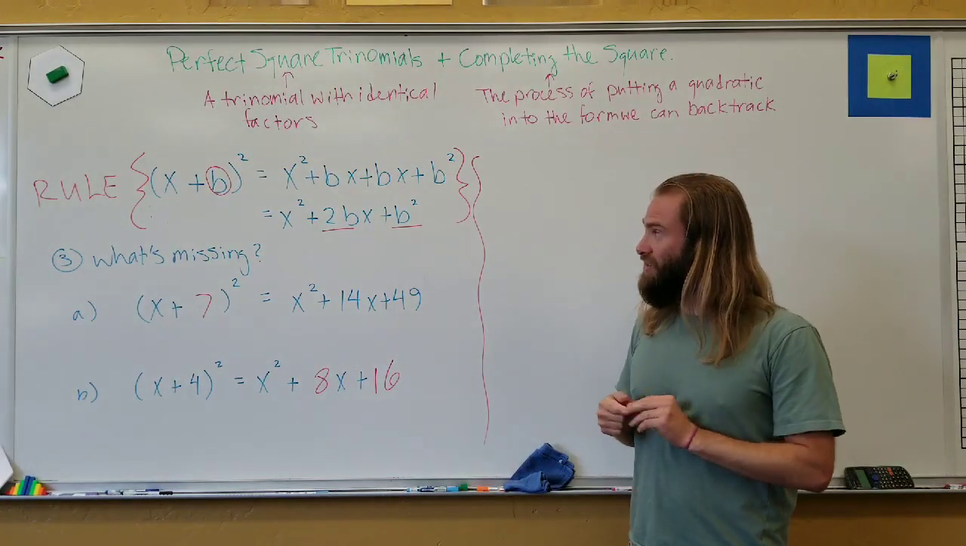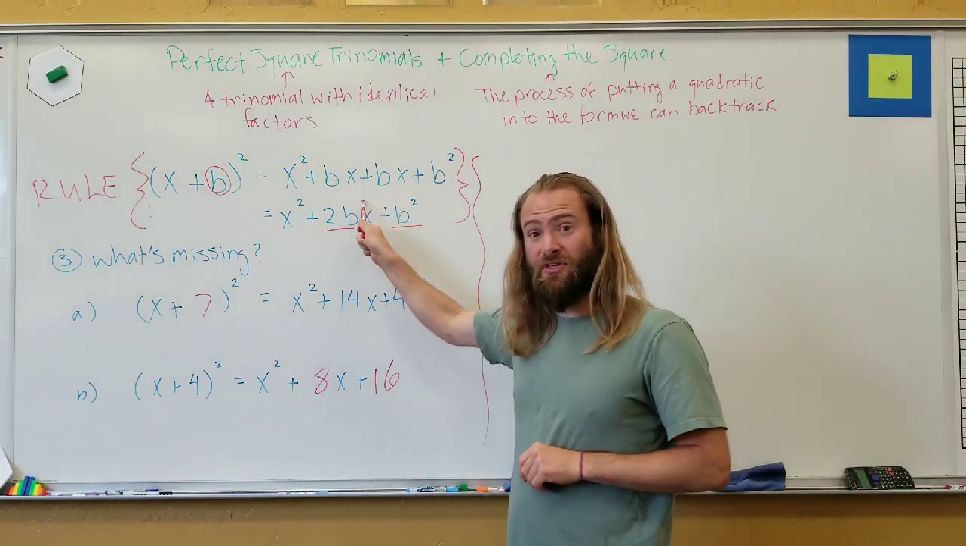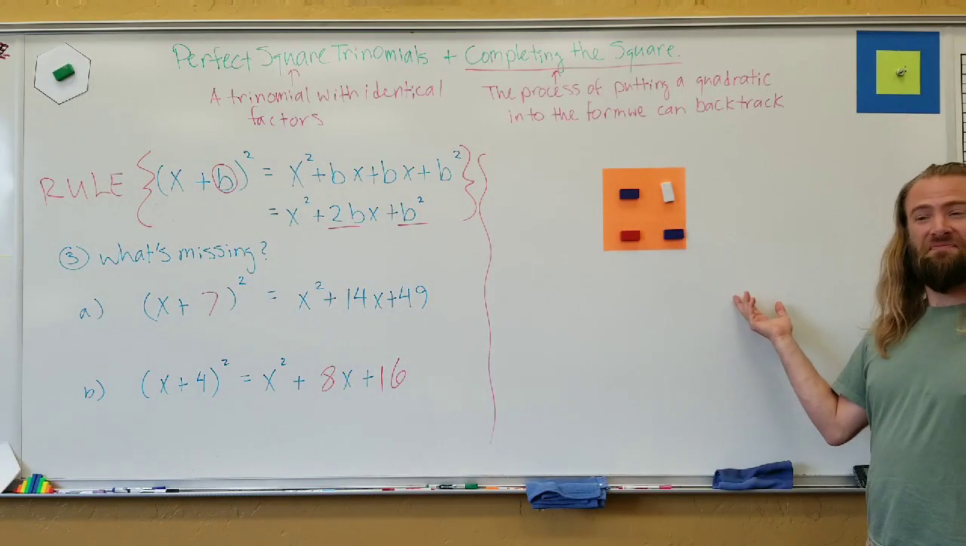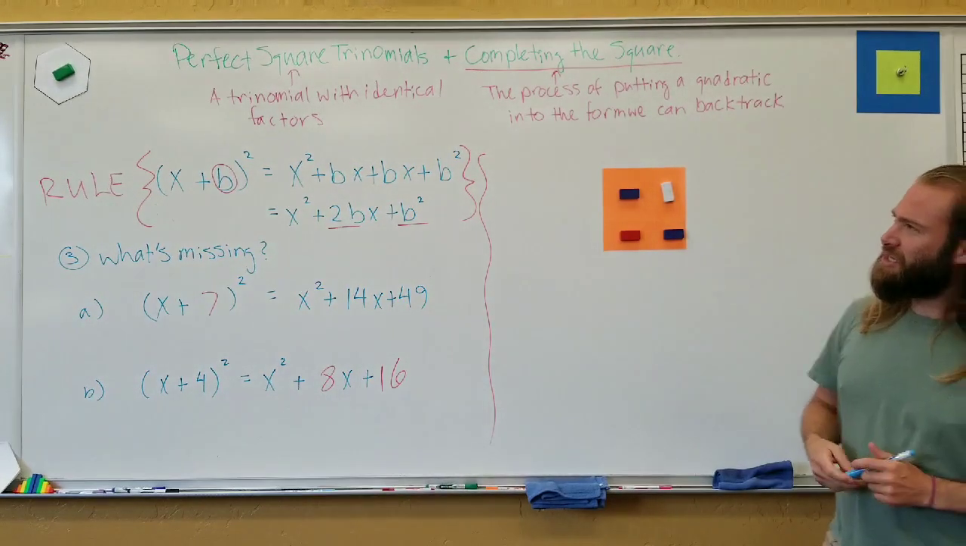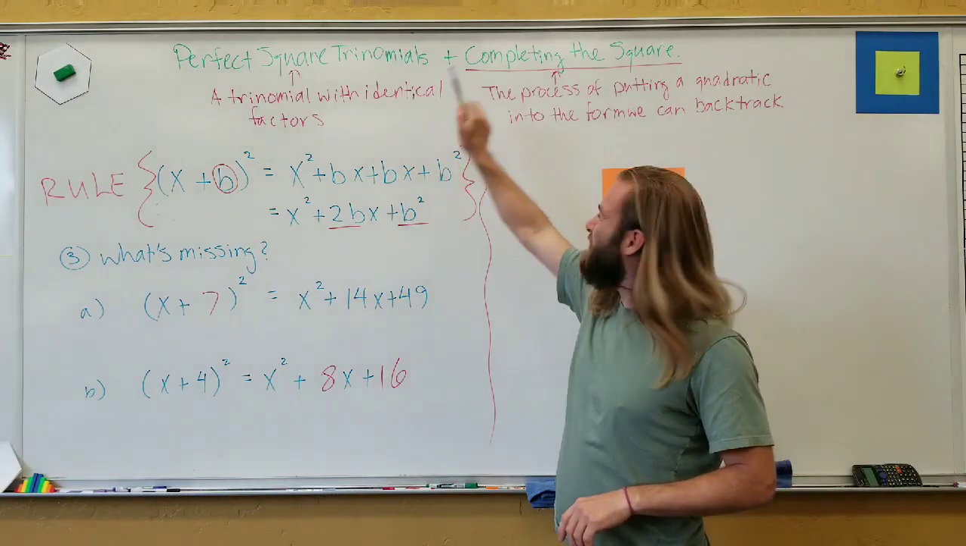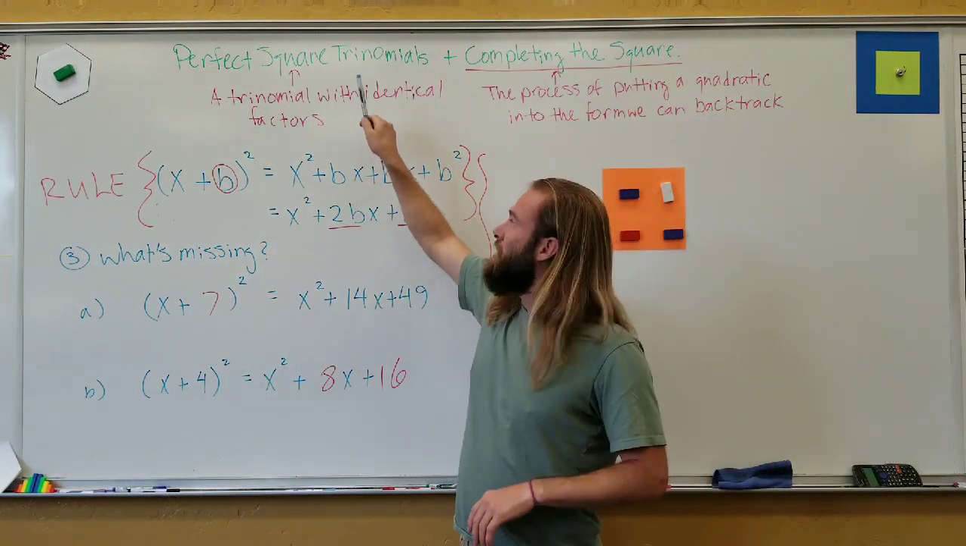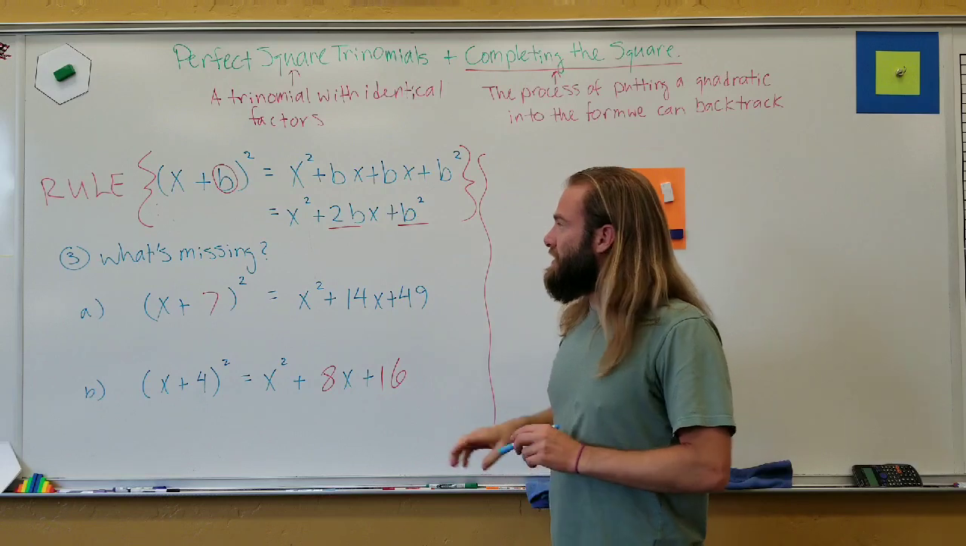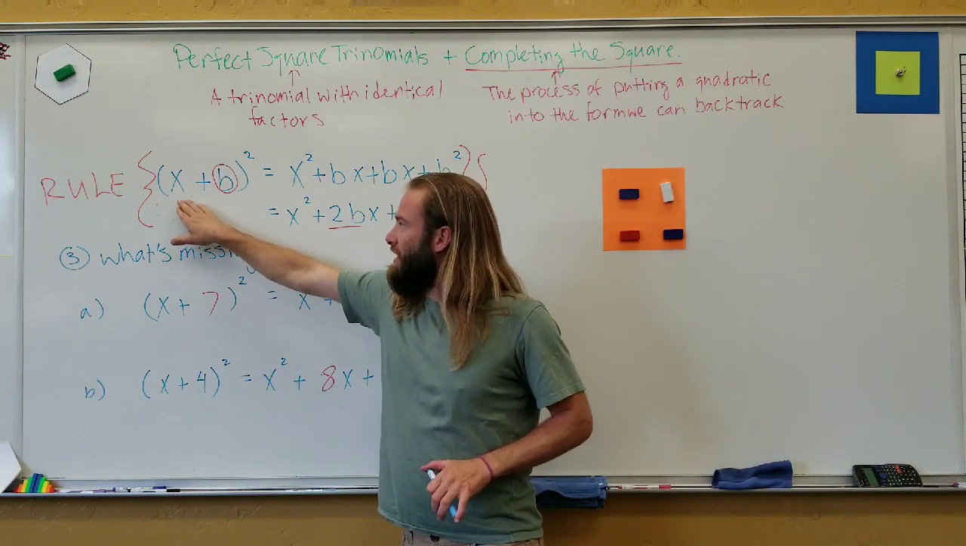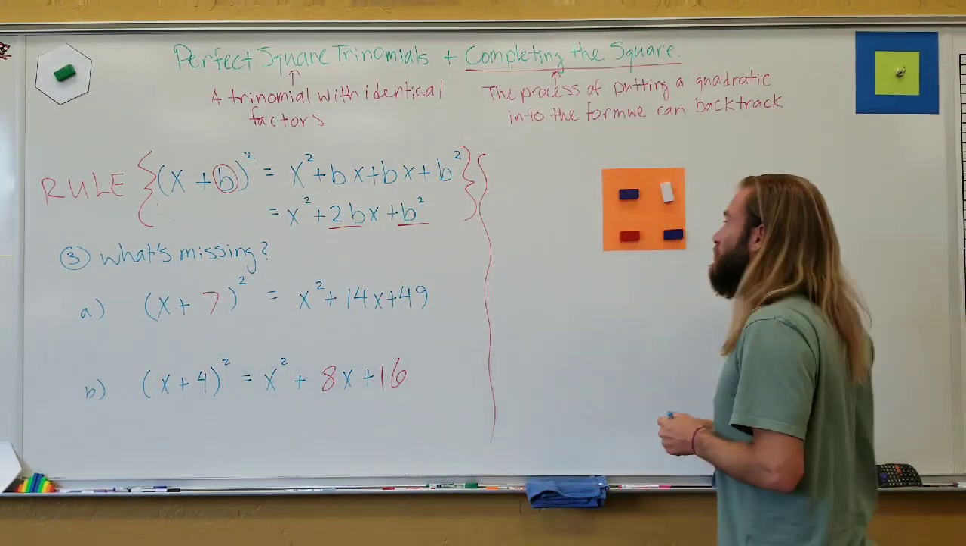Let's take a look now, as I promised, at a visual for this. We have a square, right? And remember, if we're talking about perfect square trinomials, we haven't quite gotten to this process yet, but then it's always like we're talking about x plus some number squared, right?